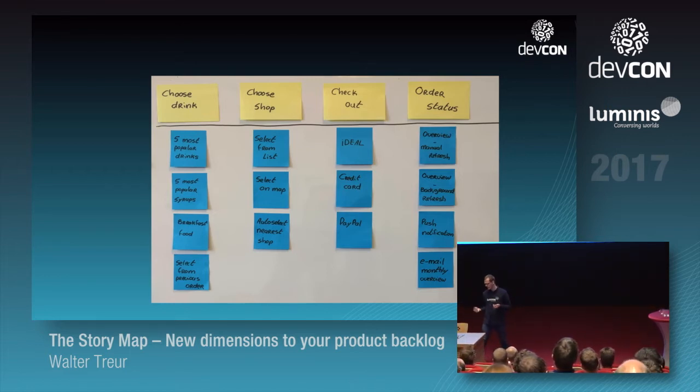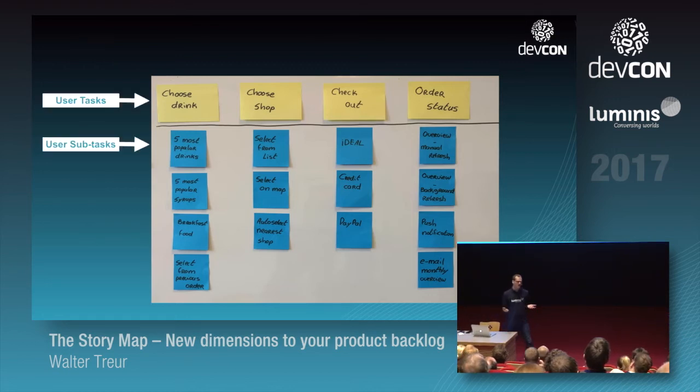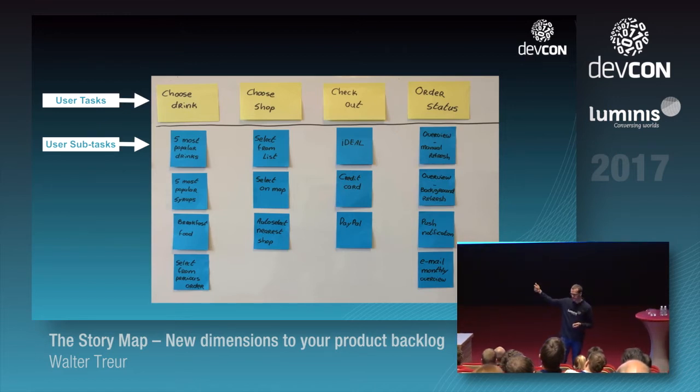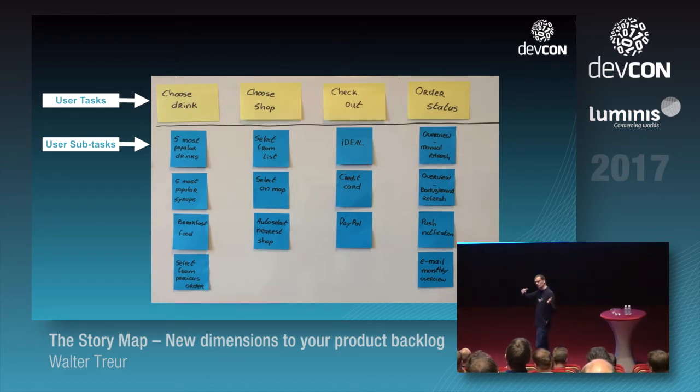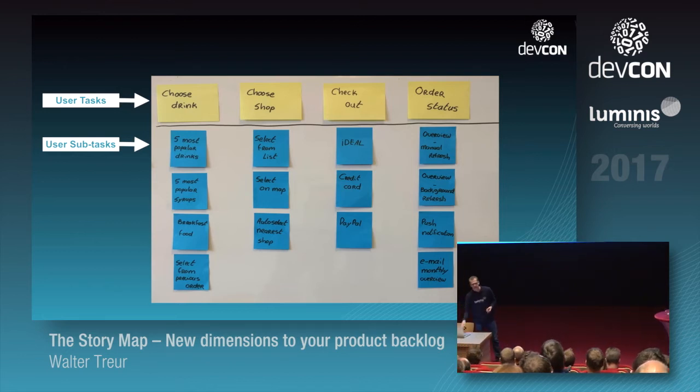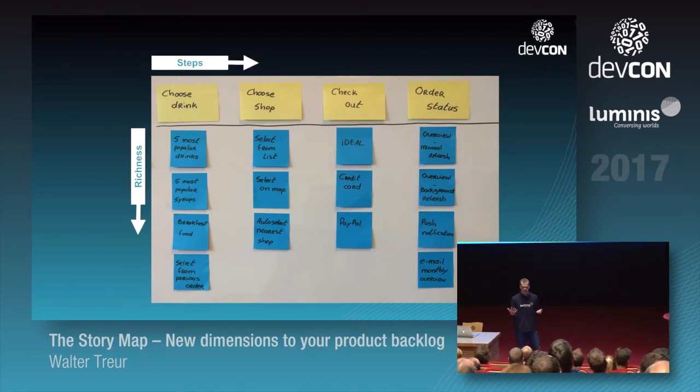But it's still always in the context of a particular user task. You choose your drink, you choose your shop, you check out, and you see your order status. So those are your user tasks, so to say. In this case it's chronological order, but it's in a logical order from left to right. And then your user subtasks are going to be below that, and they say something about the richness of your feature. So you have your steps, and you have your richness from top to bottom. Make sense so far?